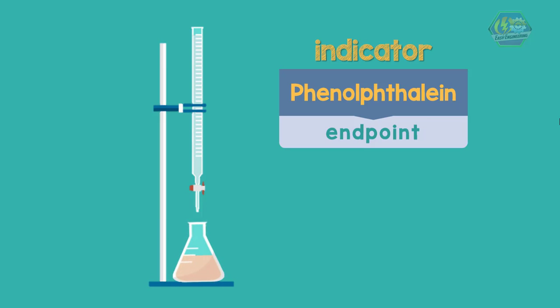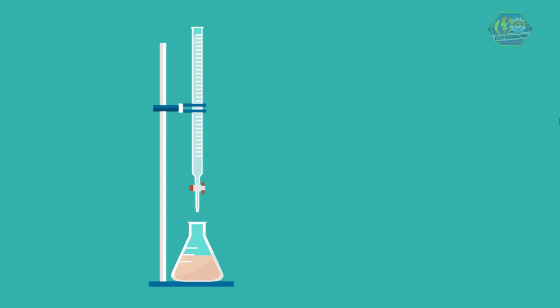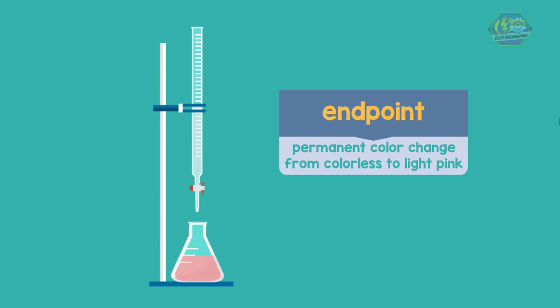Some time later, you notice that there is a temporary light pink color change when the sodium hydroxide solution drops. This means that we are now going to reach the endpoint. The endpoint is a permanent color change from colorless to light pink. When you put in more sodium hydroxide, exceeding the amount needed for the endpoint, then your solution is now overrun.